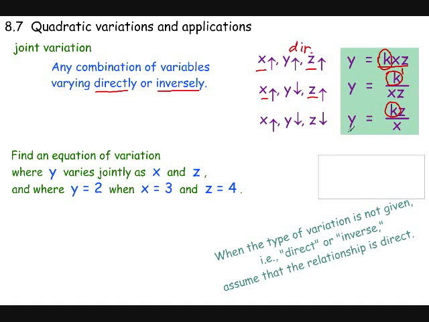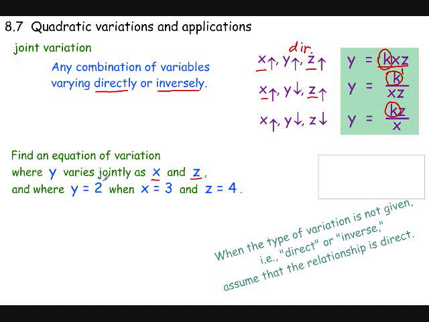And finally, we have a situation where z is varying directly and x is varying inversely. As x goes up, y goes down. And of course, z, which is varying directly, moves in the same direction as y. So we can get all kinds of combinations. Very interesting. Find an equation of variation where y varies jointly as x and z.